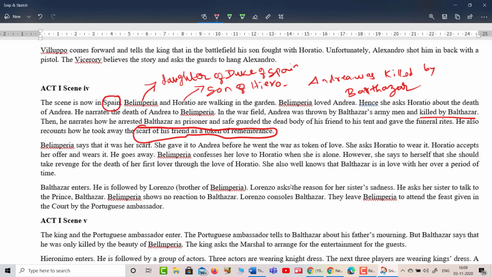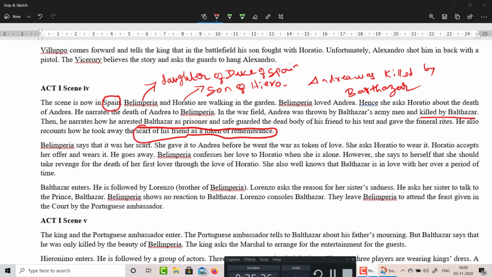So the act closes with the arrival of the ambassador who comes for a peace treaty. The Portugal ambassador is coming to Spain for the peace treaty, so they are going to see them. Now Lorenzo convinces Balthazar that his sister is moved and she will talk later. Having said that, they go away to receive the ambassador of Portugal. So Act 1 Scene 4 comes to an end.